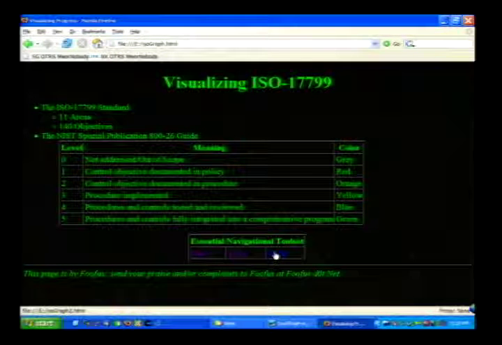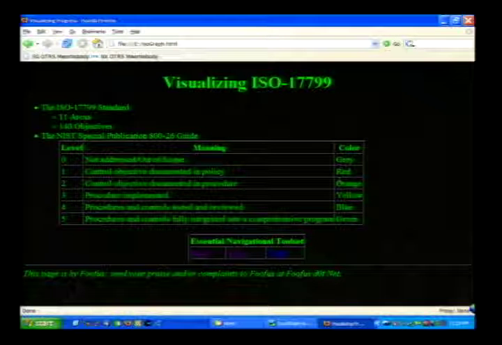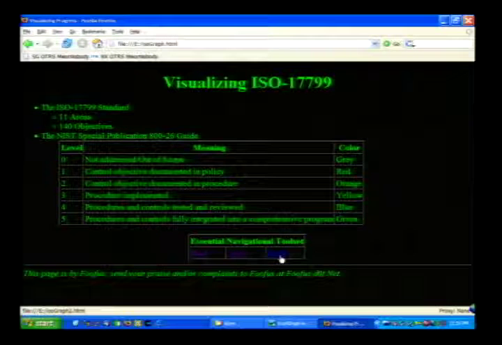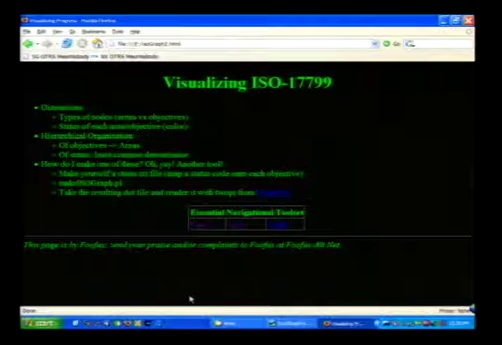So we're going to take these two ideas, and you see I've assigned color codes to them. NIST did not bother to color these things. And what we're going to do is take those 11 areas, and for an organization, we're going to say where are they on that NIST scale for each of the 140 objectives. And we're going to recognize the hierarchical organization of that standard. So we have the standard, 11 areas, and 140 objectives distributed among those 11 areas. And we're going to color each of those objectives based on their NIST ranking. And then we're going to draw a picture of that.